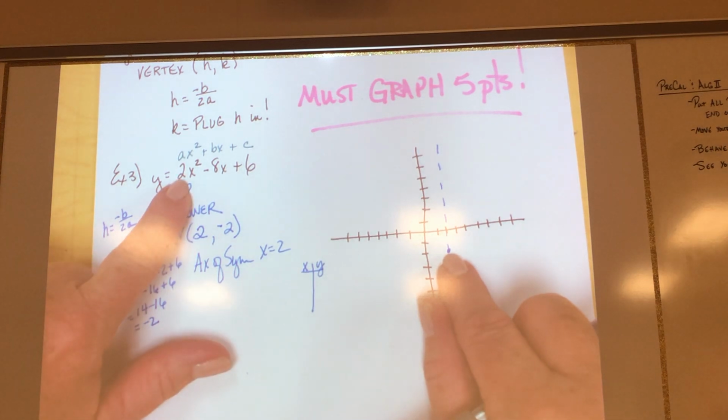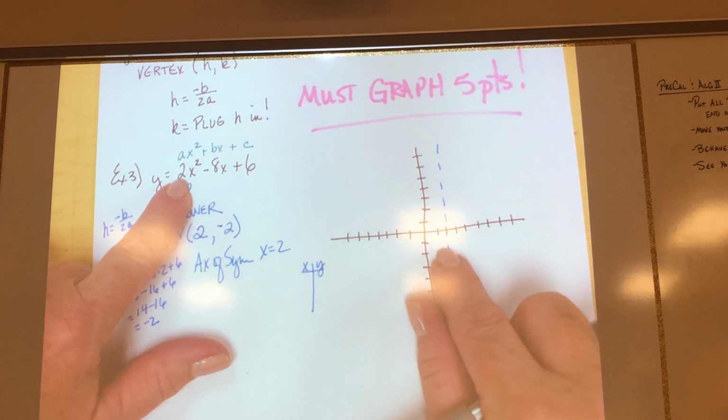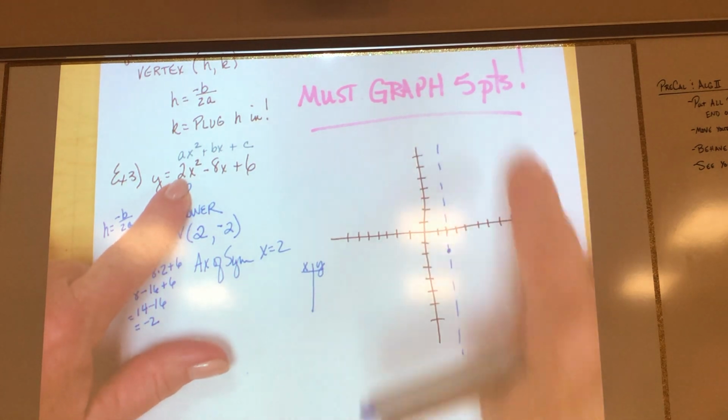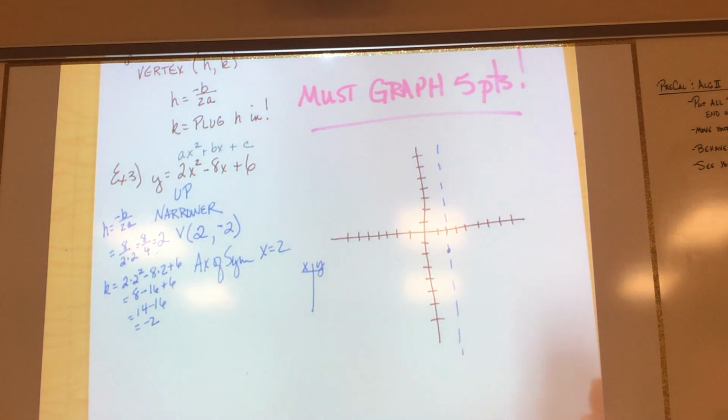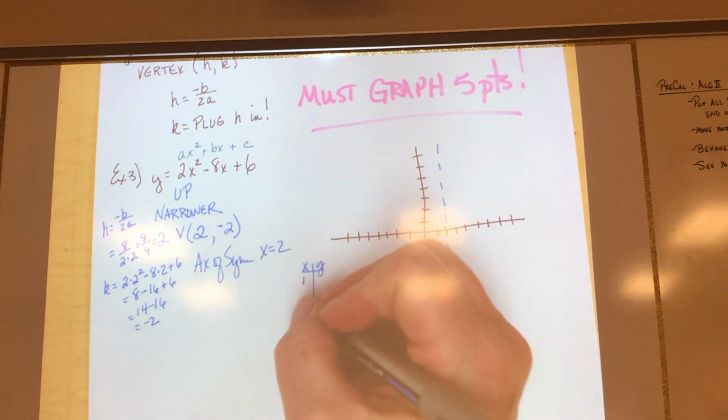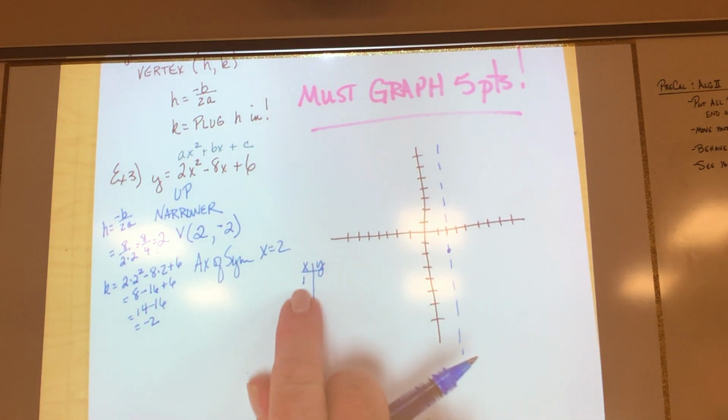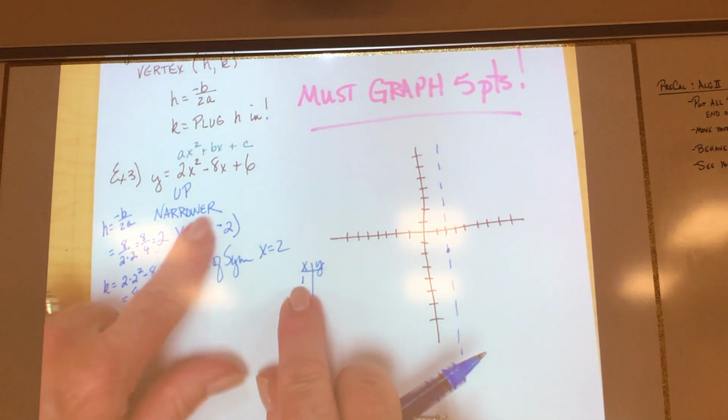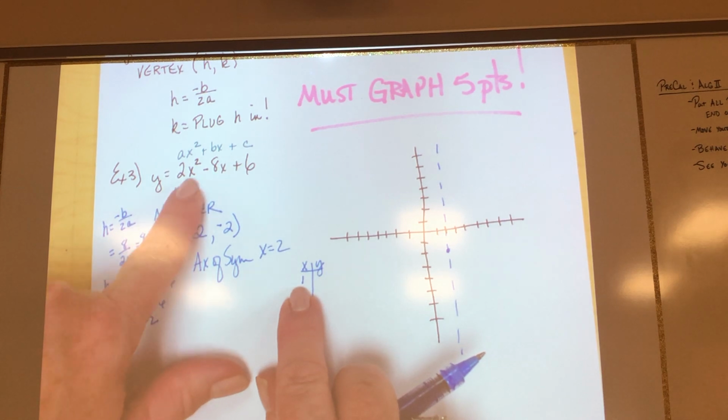Y'all, if this number right here is really big, you better stick close to that vertex, because the farther away, the higher they're going to be and they're going to go off your graph really fast. Okay? So I'm going to pick 1 and 0. Let's plug them in. Here we go. This is my x. Plug it in up here and it'll tell you what y is.